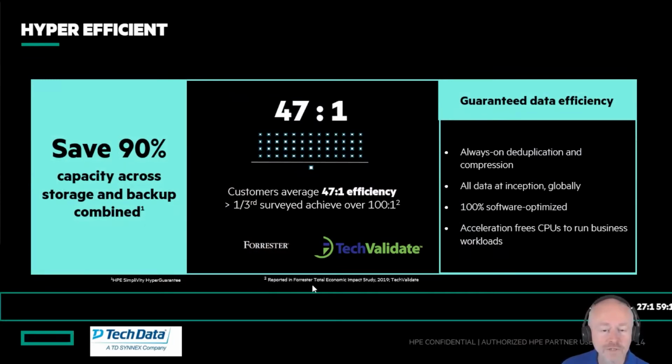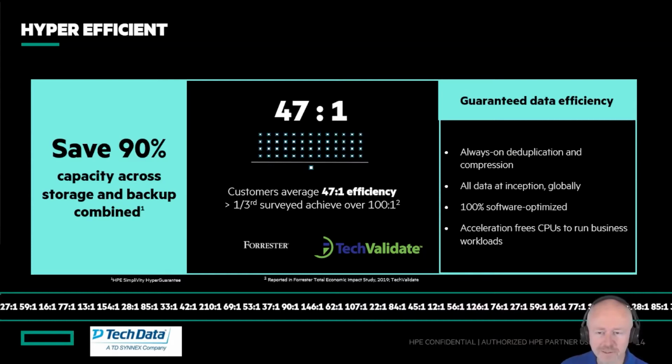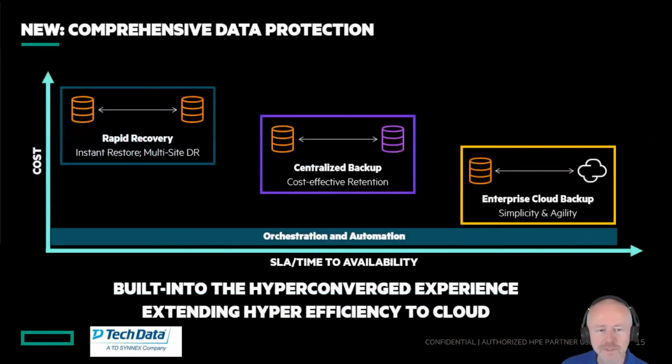And these are the numbers that we get. One third of the customers surveyed by TechValidate and Forrester have even more than 100 to 1. I see these numbers here in Belgium as well. I have one customer in the region of Brussels with an efficiency of, how much was it the last time I saw it? 650 to 1. Now, this is not a good example, but nevertheless, note that it is possible. As long as you have free space in your cluster, why not do it?